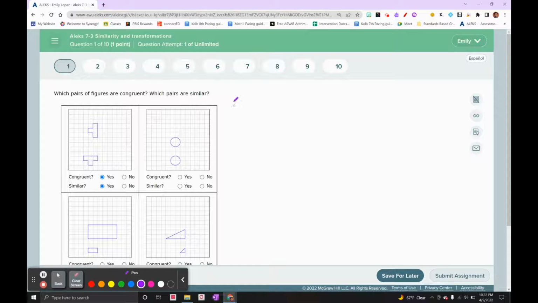Okay, so first of all, we need to know what is congruent. What do you think congruent means? Congruent, more often we hear the term equal. Congruent means equal. In geometry, it means the same size: a figure that has the same size and same shape. Same size and same shape.